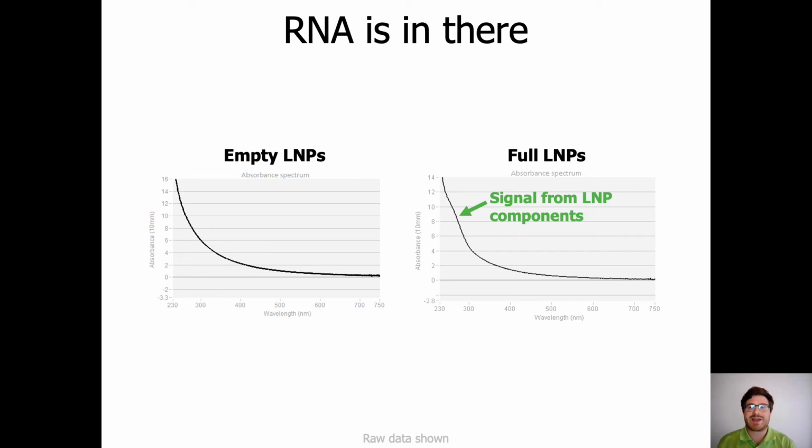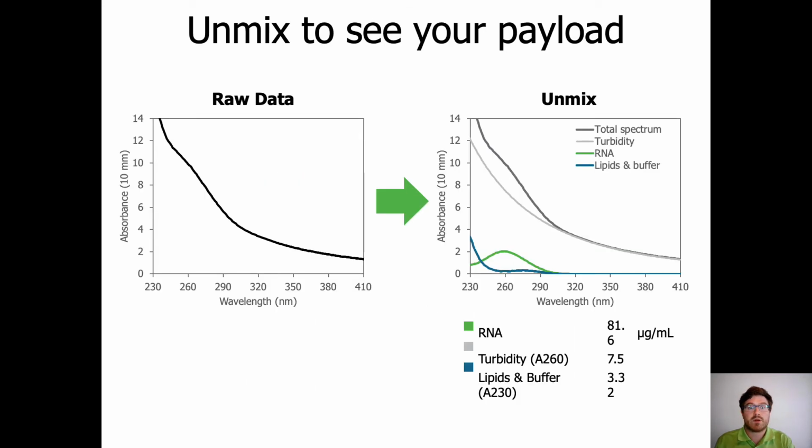To analyze this, we have to separate out the signal from the turbidity from the signal from the LNP absorbance due to RNA and other LNP components. On the left, we have the raw data again, and on the right, Stunner has used our Unmix algorithms to isolate the impact of turbidity and remove it. This is shown by the black line indicating total signal, and the gray line indicates the contribution from turbidity. The remainder is in green and in blue.